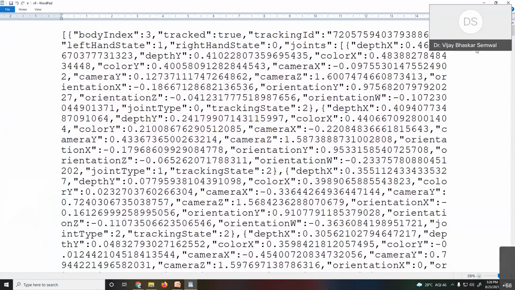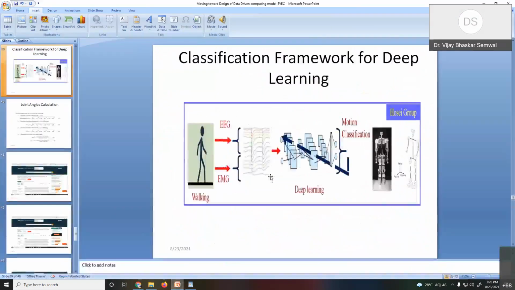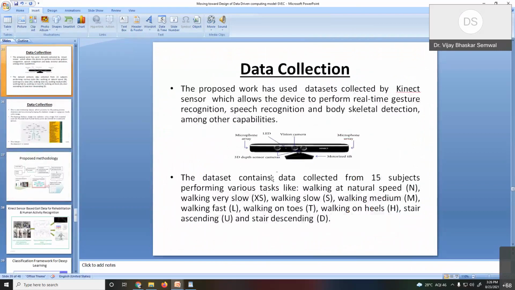As I told, the Kinect sensor can track 6 bodies. Each body is provided an index. Suppose I am tracking only one body, and that body index is provided as 3. The tag ID is true and a unique tag ID is provided. Then left hand state, right hand state, and joints. Now I'm coming to joints. As we said, there are 24 joints mentioned in this.